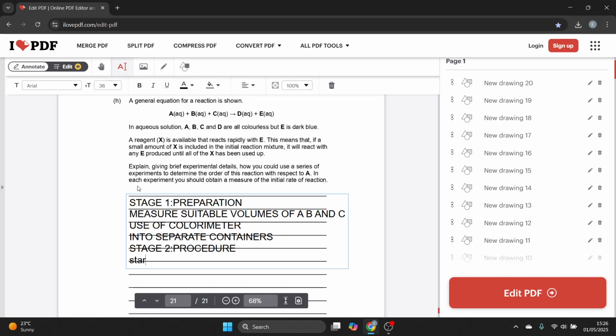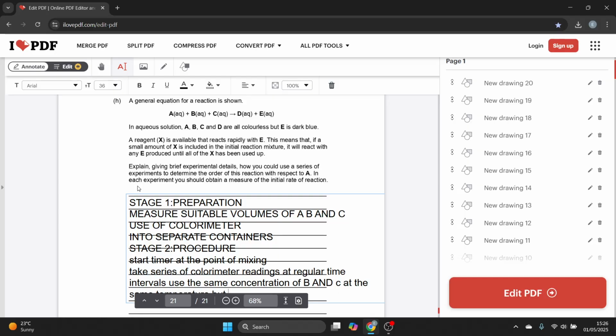Procedure: start the timer at the point of mixing. Take a series of colorimeter readings at regular time intervals. Use the same concentration of B and C at the same temperature, but repeat with different concentrations of A.